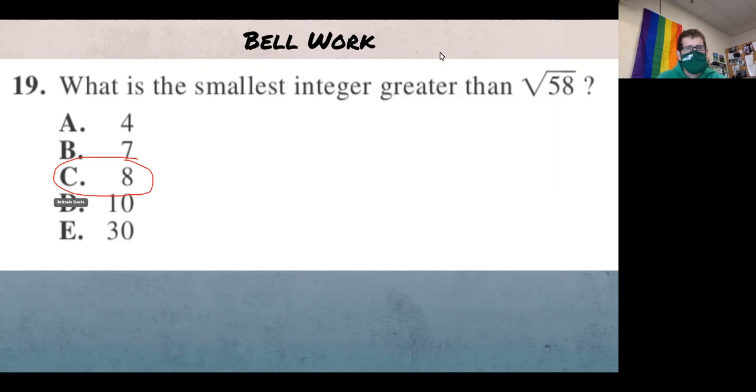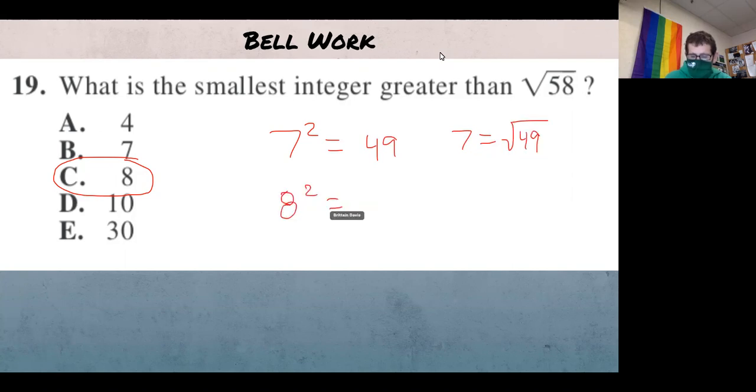8. So an integer is a whole number. It can be positive or negative, but it's really a straightforward question. The other way you could think about it, this isn't something that you would write out work for, but maybe in your head, you know that 7 squared is 49, which means that 7 is the same as the square root of 49. And 8 squared is 64.